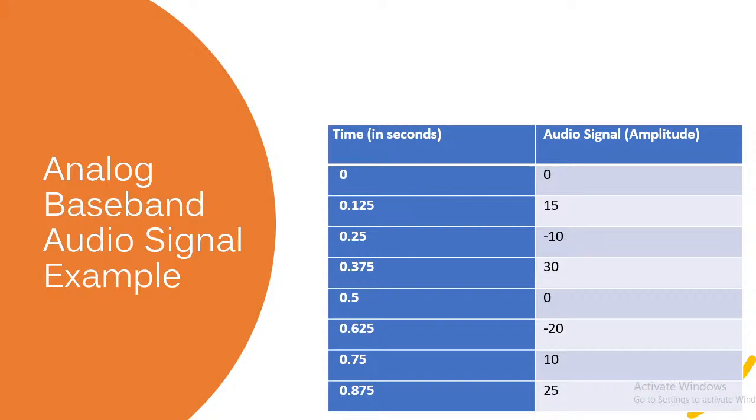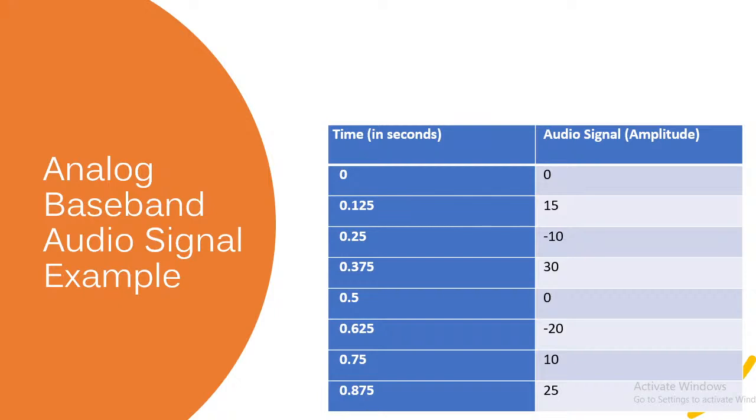This is an example of an analog baseband audio signal. Let us look at it in the time domain. At different times we will take samples of the signal, which means at different time points. Say time t is equal to 0. What is the amplitude of the signal? Let us take the amplitude to be 0. At time t equal to 0.125, the amplitude is 15. At 0.25, the amplitude is minus 10. At 0.375, the amplitude is 30.